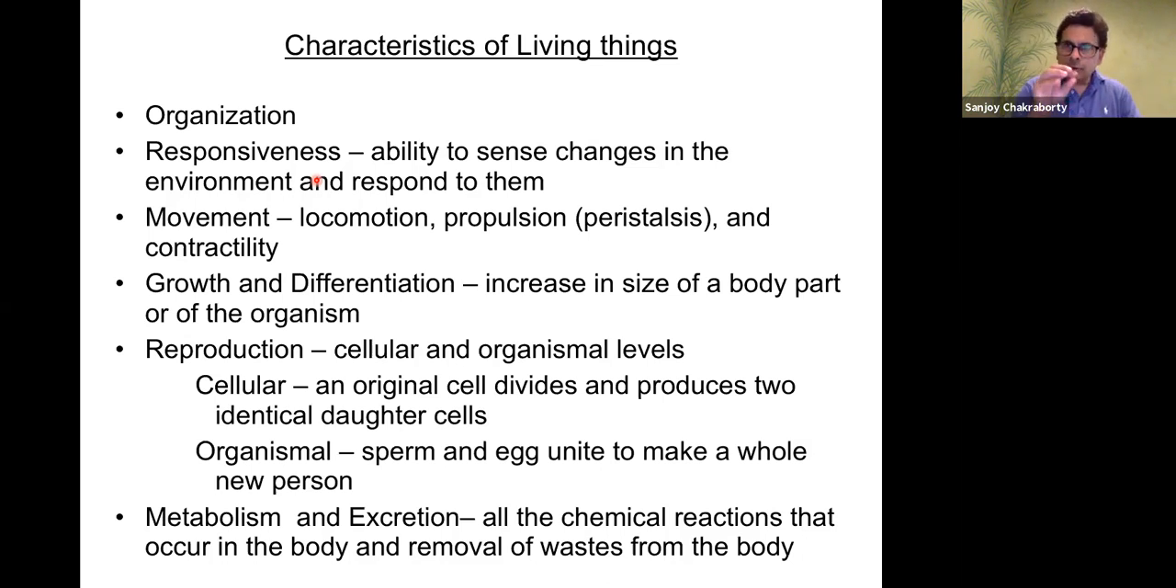This is the basis of body chemistry, meaning when you understand human as a living thing, why we are living, what is the difference between this pen and I, these are the differences. So I can organize, I can be responsive, like adaptation, or I can be irritated, I produce movements, I have growth and differentiation, I can reproduce, and I need metabolism and excretion. Okay, so make sure that you know individually all of that.